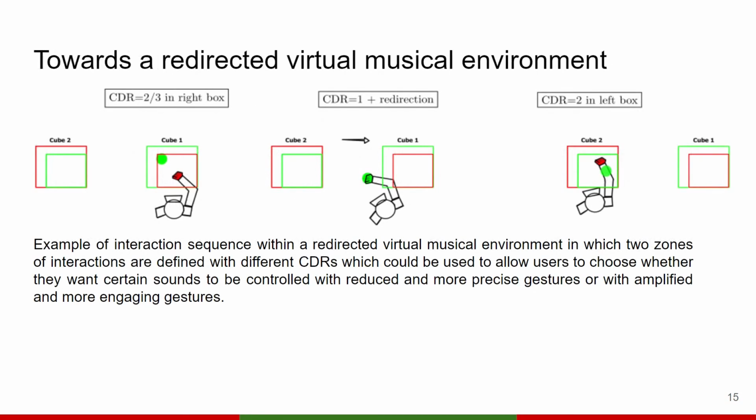To conclude this short presentation, we wanted to propose an example of interaction sequence within a redirected virtual musical environment in which 2 zones of interaction are defined with different CDRs, which could be used to allow users to choose whether they want certain sounds to be controlled with reduced and more precise gestures or with amplified and more engaging gestures.